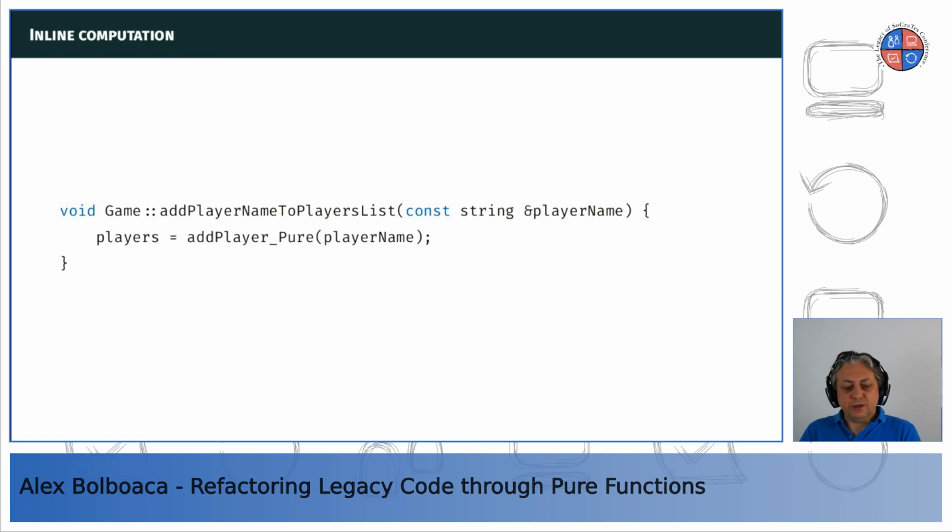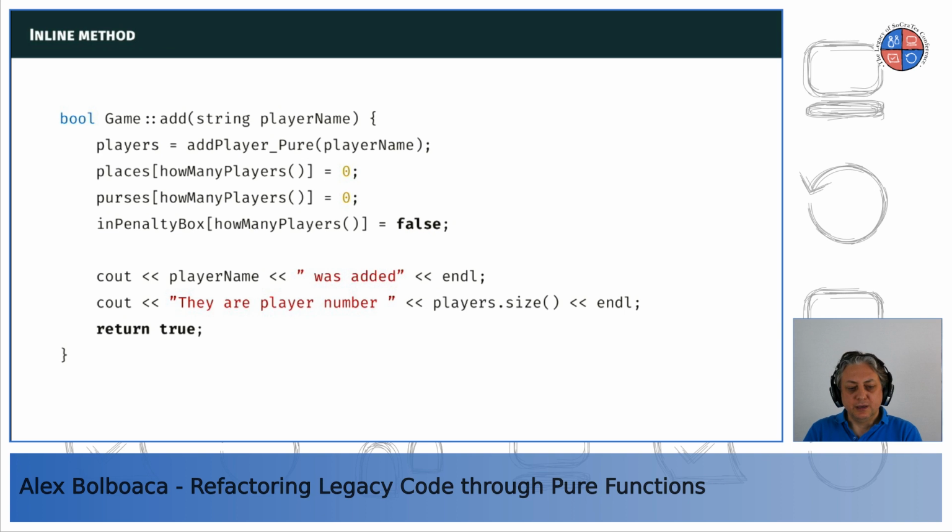So in the end, what you end up with is something like this: set player name to players list, set player pure player name, returns the list of players. And we can inline that, and we end up with this. Our add method now uses add player pure to create a new version of the player's vector.